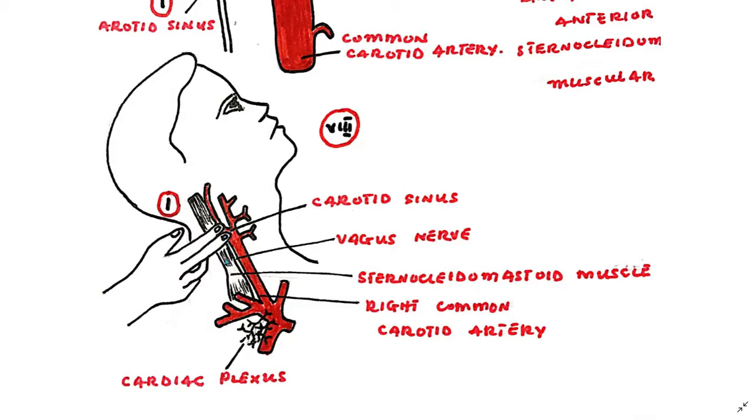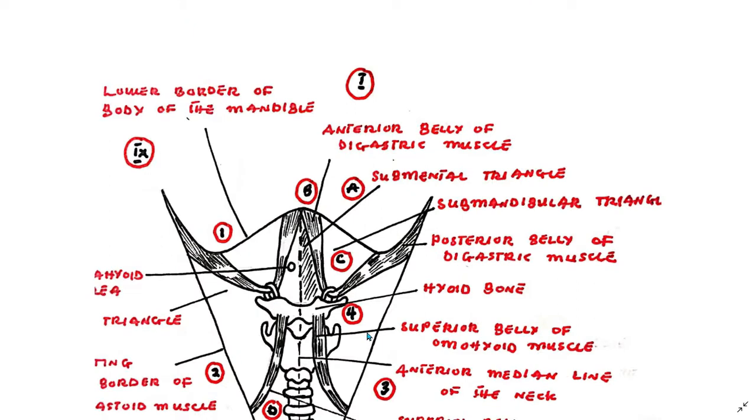The second triangle is the submental triangle. Now, the submental triangle in the neck is situated underneath the chin. It contains the submental lymph nodes, which filter lymph draining from the floor of the mouth and parts of the tongue. It is bounded inferiorly by the hyoid bone, medially by the midline of the neck, laterally by the anterior belly of the digastric muscle.